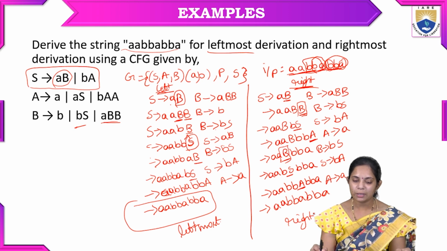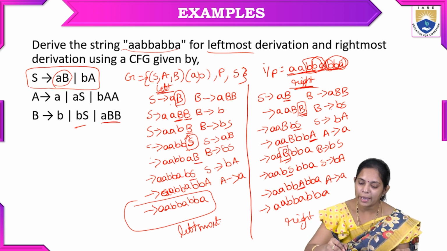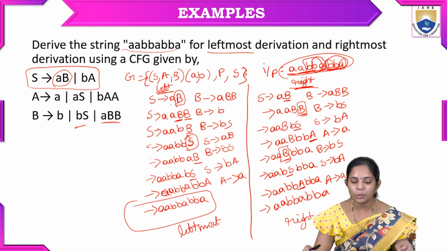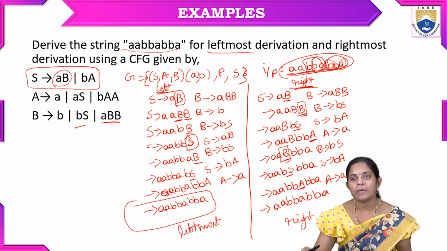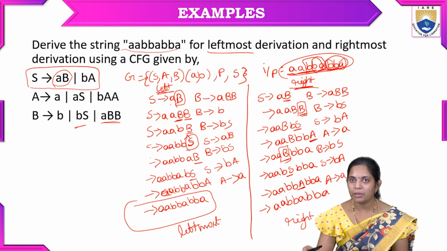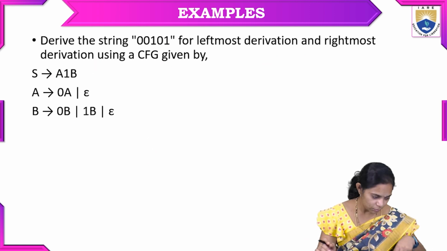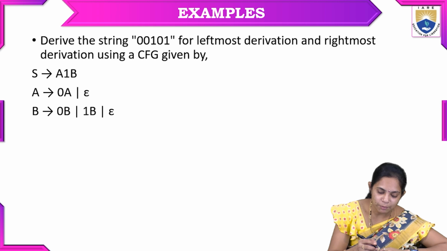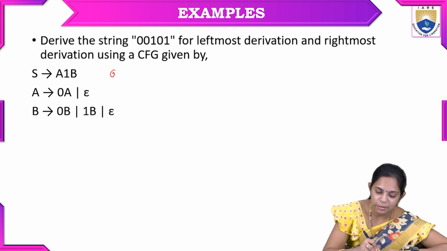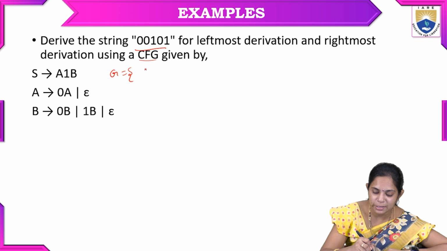So this is about the input string, what we have for this input string, how to derive the leftmost derivation and rightmost derivation for the given grammar. And next example. So we will take the input string. Let me write. This is the input string 00101. For this input string, what is the grammar? For this context-free grammar, what is the grammar?